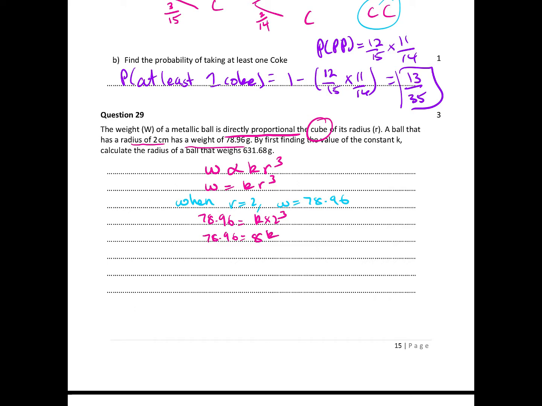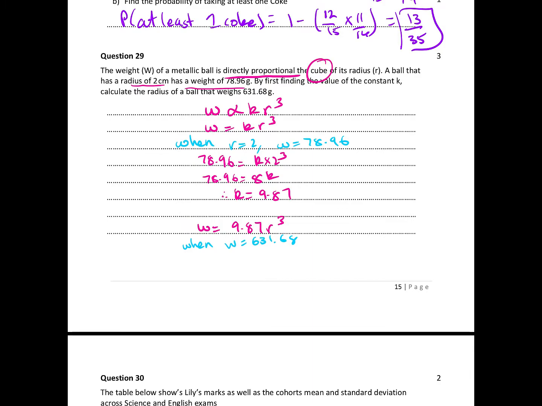To get k on its own, I'm going to divide both sides by 8. So therefore, k is equal to 9.87. So now that I've got k, my equation reads w is equal to 9.87 r cubed. I now want to find out what the radius is when my weight is 631.68 grams. So 631.68 is equal to 9.87 r cubed. Divide both sides by 9.87.